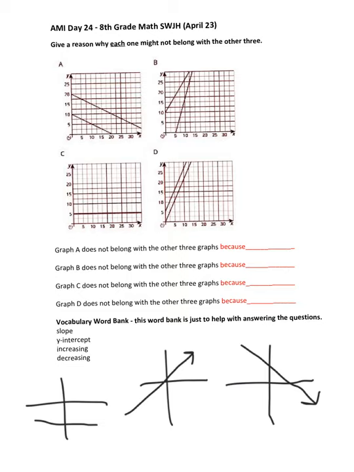Y-intercept is where the line crosses the y-axis. And as you look through this, it looks as if only one of them has a y-intercept that goes through the origin. So you may look at that as a possible reason as to why it's different than the others.